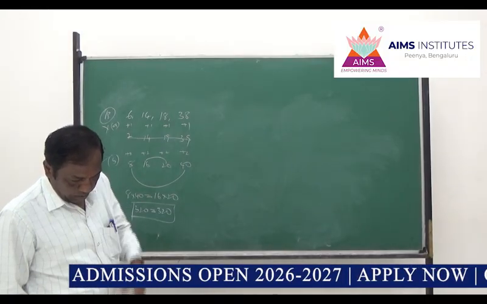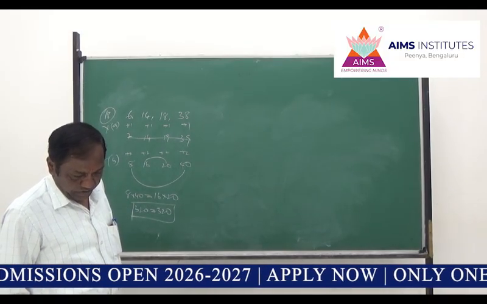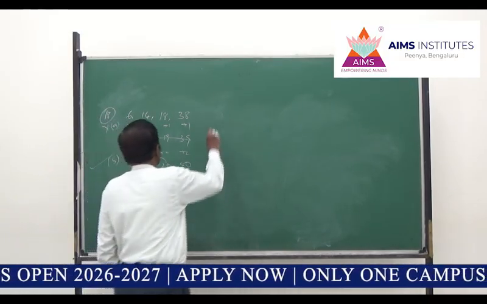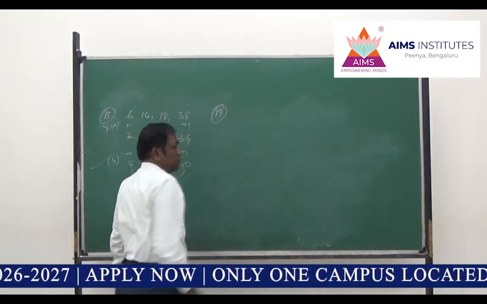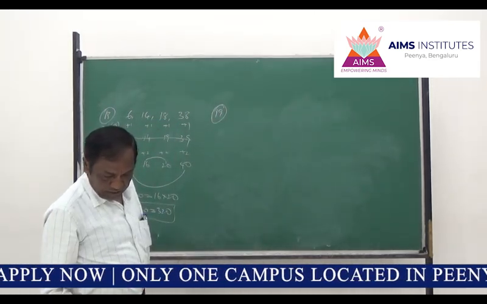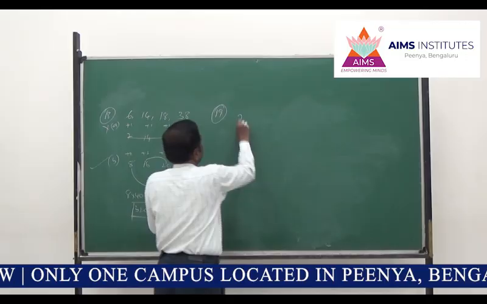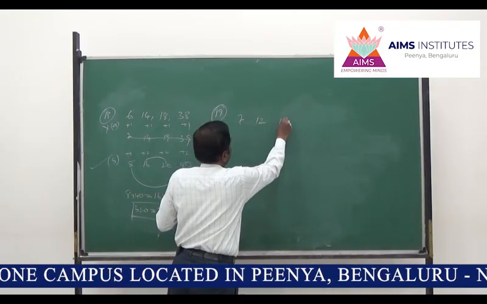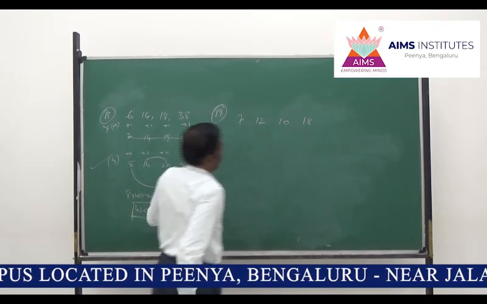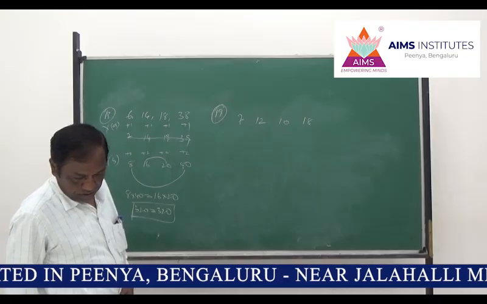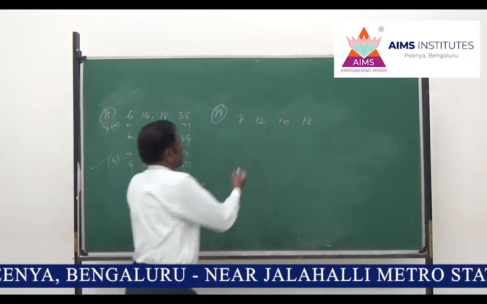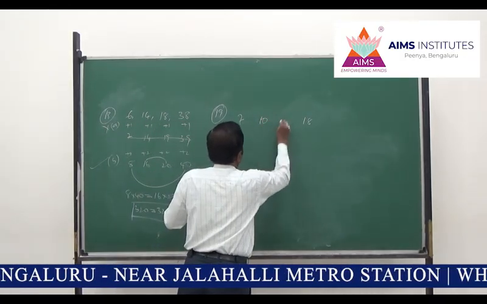Next, what number should be deducted from each of the numbers? Question number 19. Deduct. Okay. 7, 10, 12, 18. 7, 12, 10, 18.